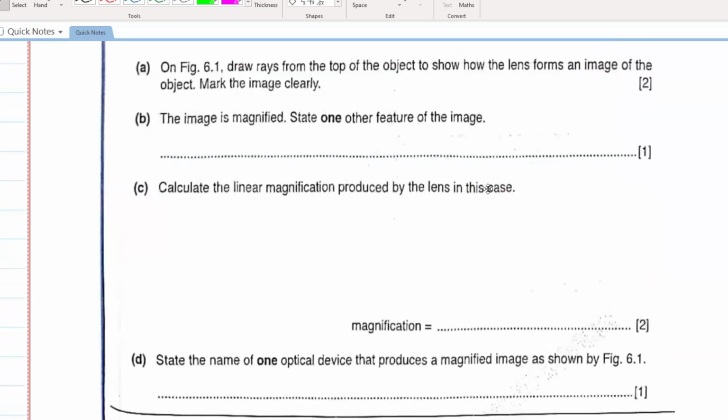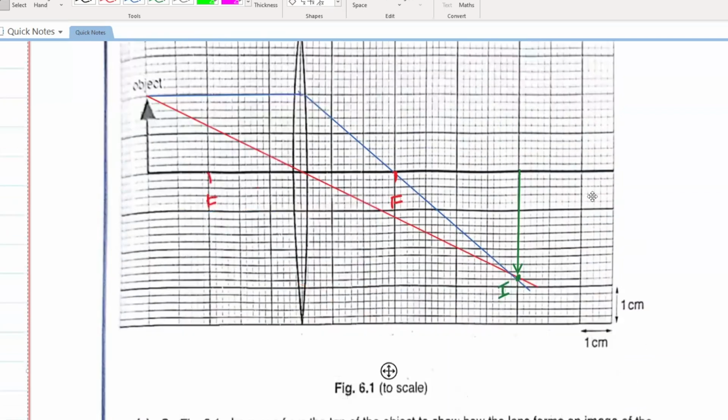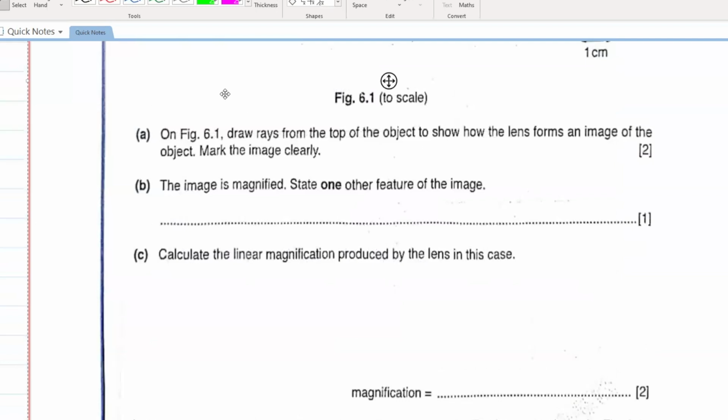The image is magnified. State one other feature of the image. Yeah, the image looks magnified to me as well. State one other feature of the image. The image is inverted. Calculate the linear magnification. Very easy.